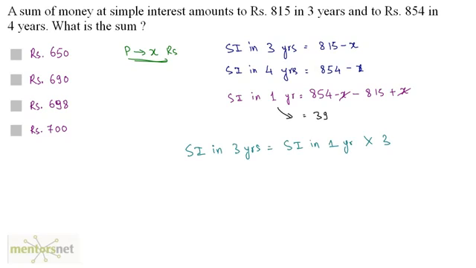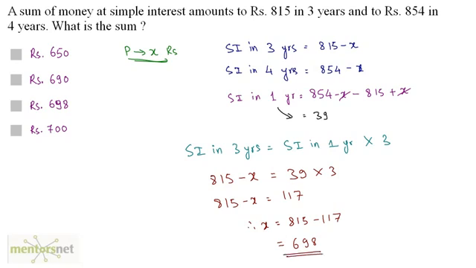Now simple interest obtained in 3 years will be equal to the simple interest obtained in 1 year times 3. So simple interest in 3 years is actually 815 minus X is equal to simple interest in 1 year, 39 times 3. Right. So we have 815 minus X is equal to 117. Therefore X is equal to 815 minus 117, and that's equal to 698. Now we have found out the value of X. But what was X? X was the principal amount, and that's what has been asked. So the sum is 698 rupees, option C.